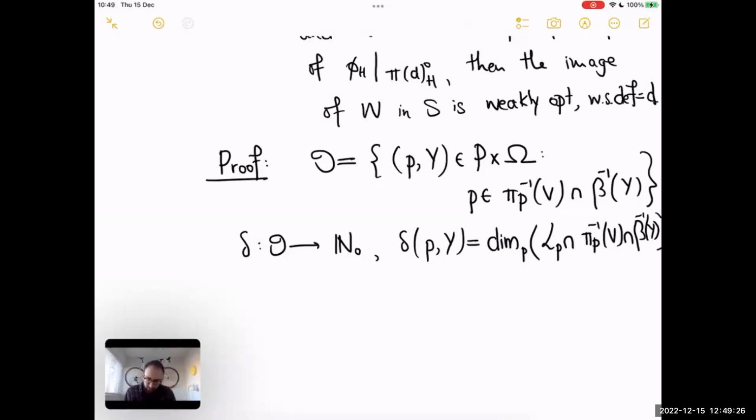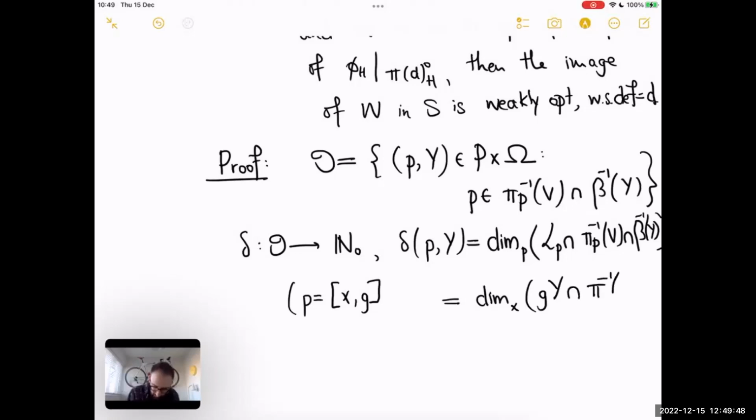That's a rather strange looking set, but this dimension is the same thing as, well, if I write p as x comma g, then this dimension is the same thing as the dimension at x of g times y intersected with the pre-image of b. And these are precisely the kind of things you look at in the O-minimal theory when you want to intersect things upstairs with totally geodesic subvarieties of the Gy.